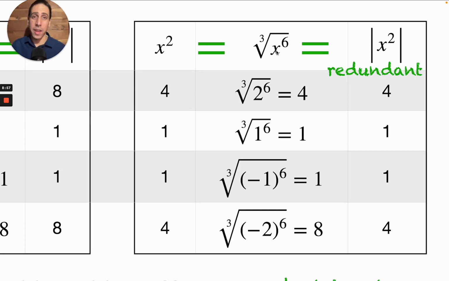If you want to simplify the cube root of x to the 6th, here, the numerator is 6, the denominator is 3, 6 over 3 is 2. You don't really need absolute values over here because it's just redundant. You might as well have just x squared.